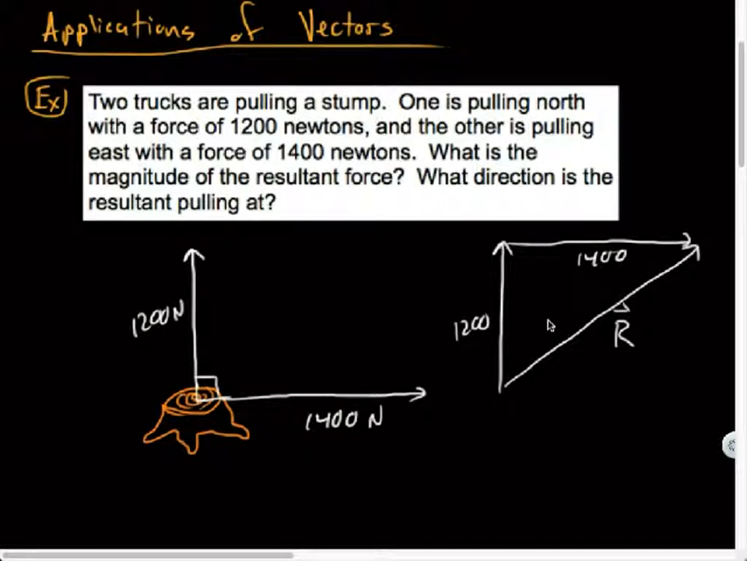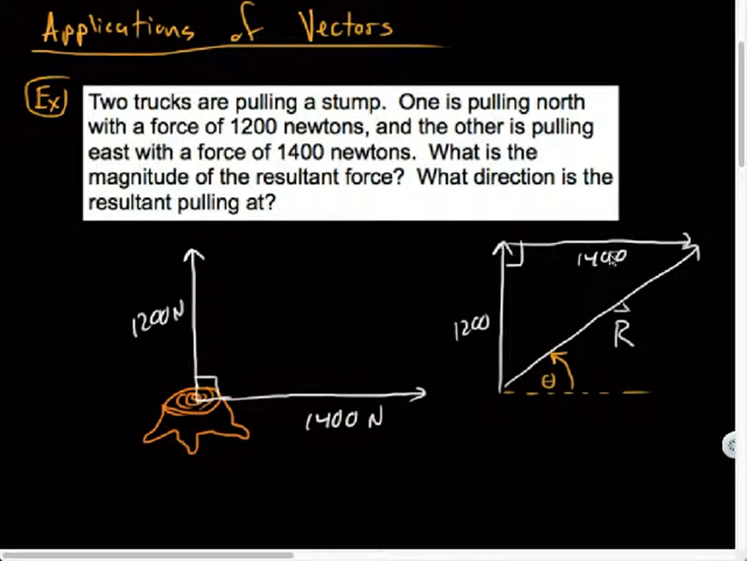So I'm going to be looking for the magnitude of this resultant as well as the theta of this resultant, from the horizontal or from east maybe. I guess technically I could also define it as an angle east of north or north of east, whichever way you want to call it. And these happen to meet at a 90-degree angle. So this is the resultant force that I'm looking for.